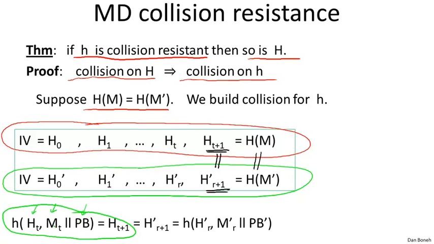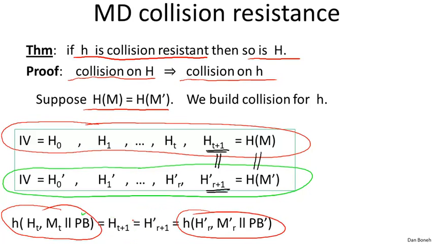So by hashing the last message block with the padding block and the last chaining variable, we obtain h_{t+1}. And similarly, the same thing happens with M prime. By hashing the last message block and the last chaining variable, we obtain h'_{r+1}. And we know that since these two values are equal, all of a sudden we have a candidate collision for the compression function. Here, let me circle the candidate collision. This is one part of it, and this is the other part of it.